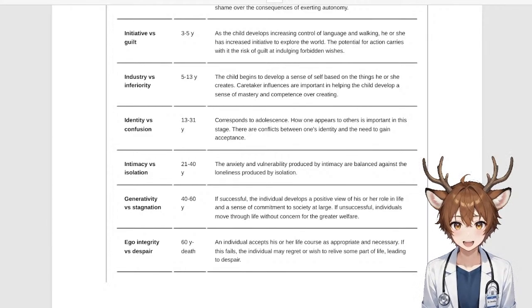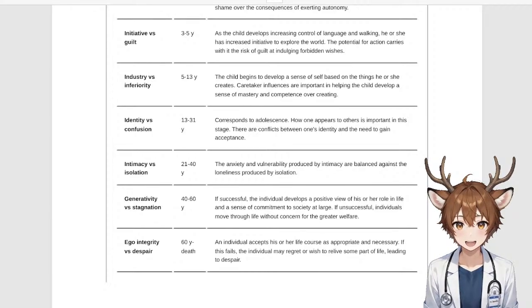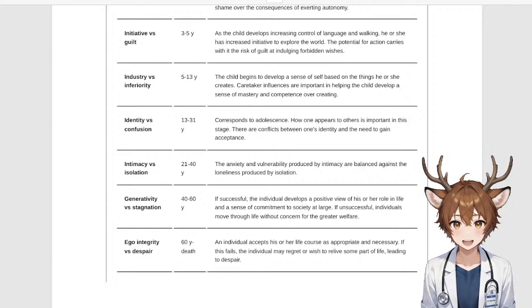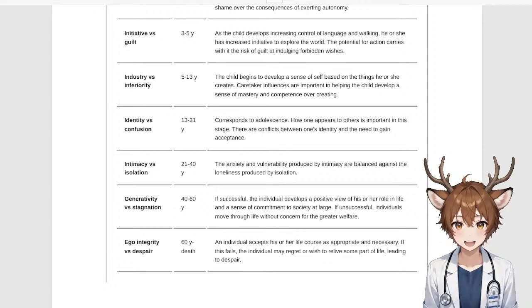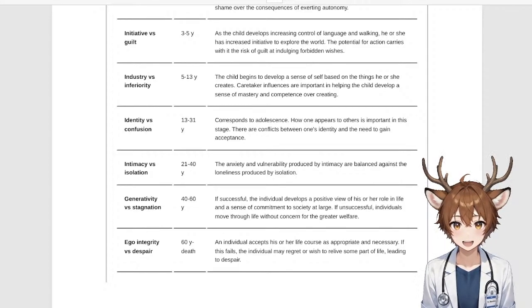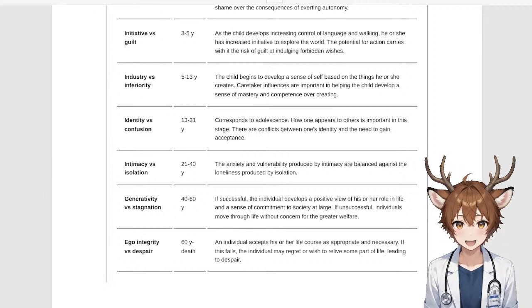Identity versus confusion. 13 to 21. That's a pretty broad category. Corresponds to adolescence. How one appears to others is important in this stage. There are conflicts between one's identity and one's need to gain acceptance.